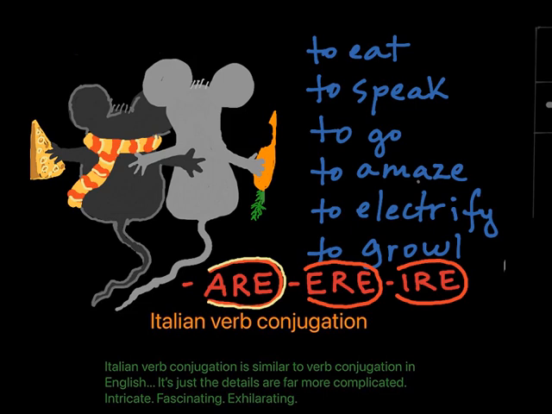Okay, so let's start with the following. In English, the verbs can end on so many different letters because English must be the language of freedom, right? To eat ends on T, to speak ends on K, to go ends on O, to amaze ends on E, to electrify on Y, and to growl ends on L. And there are so many others. Truly the language of freedom.